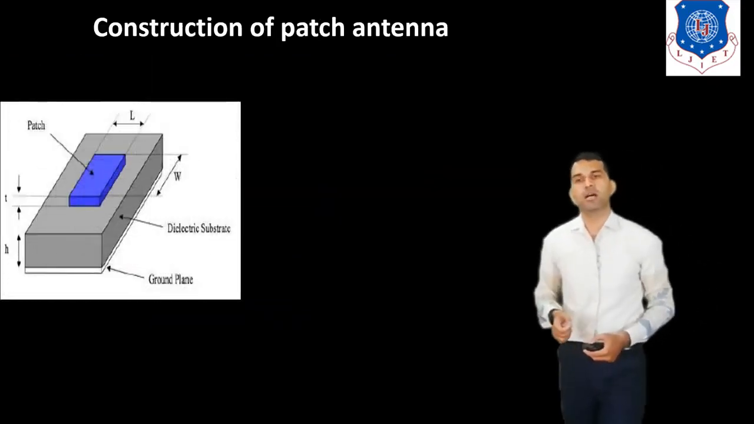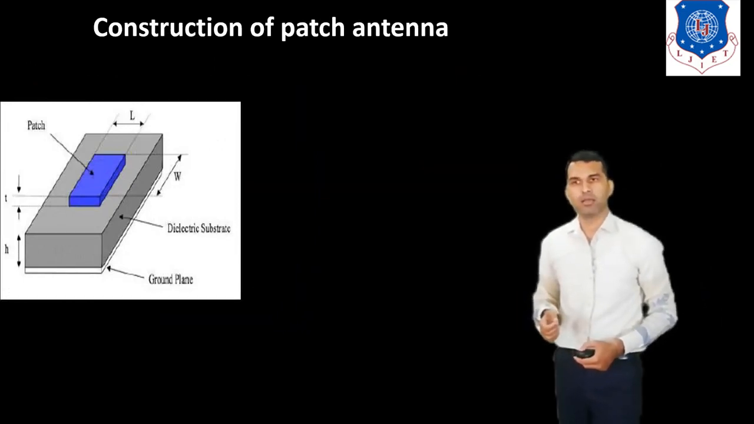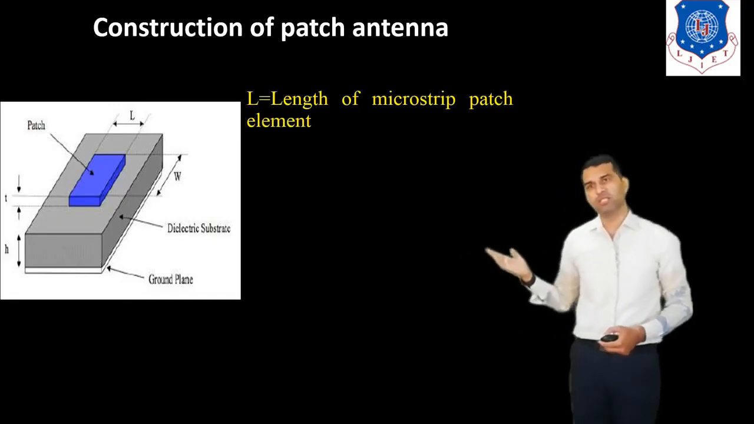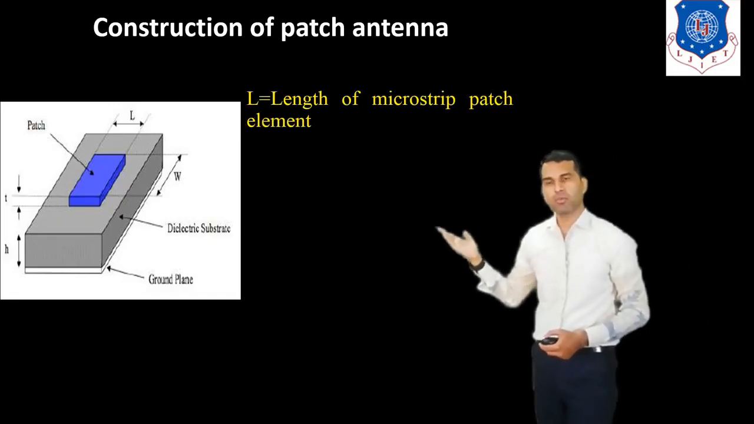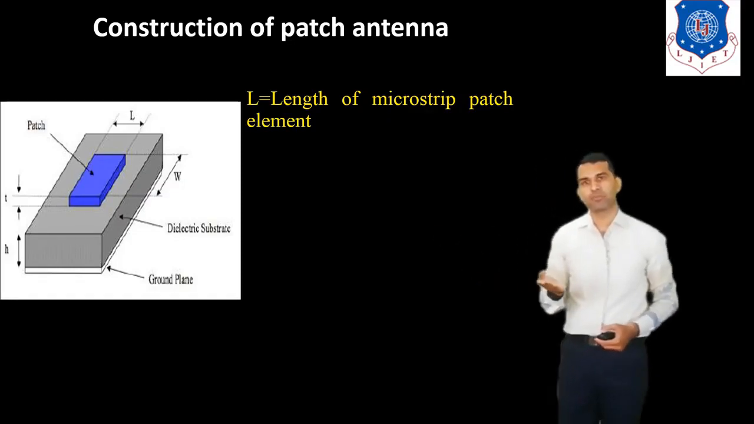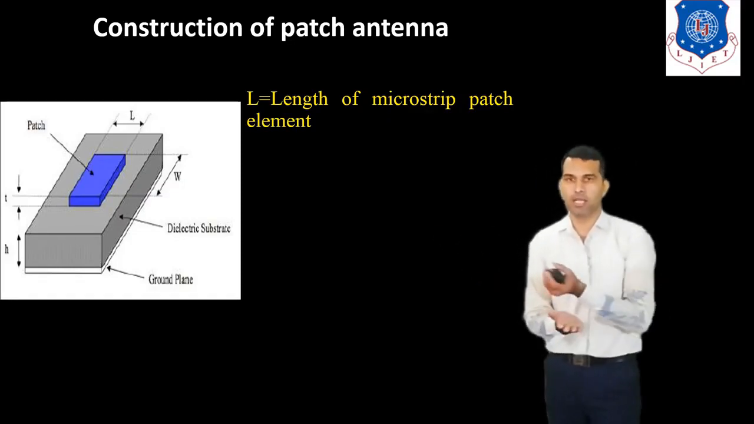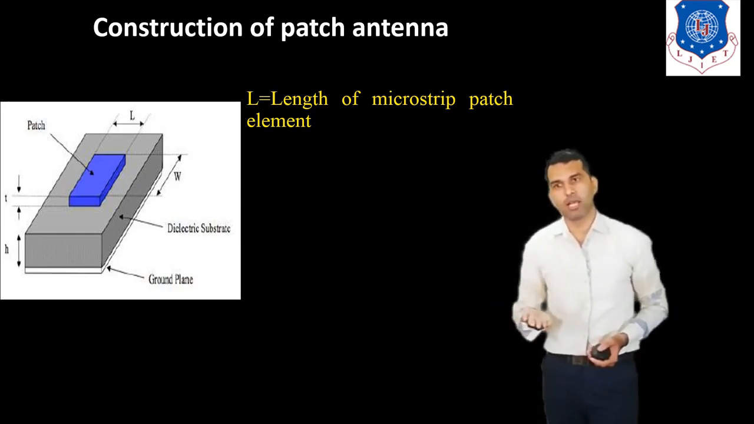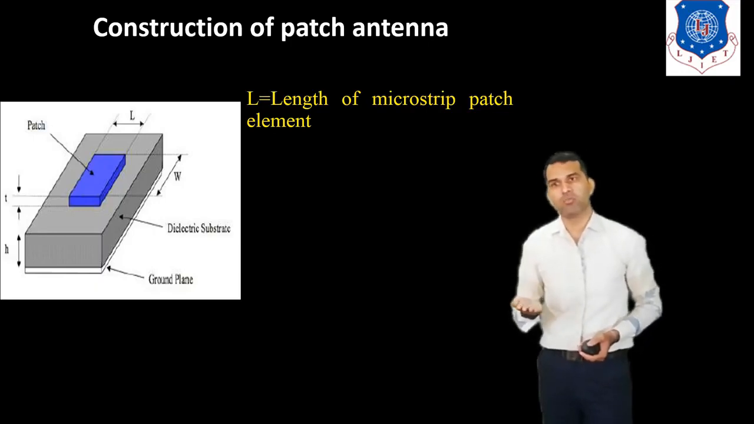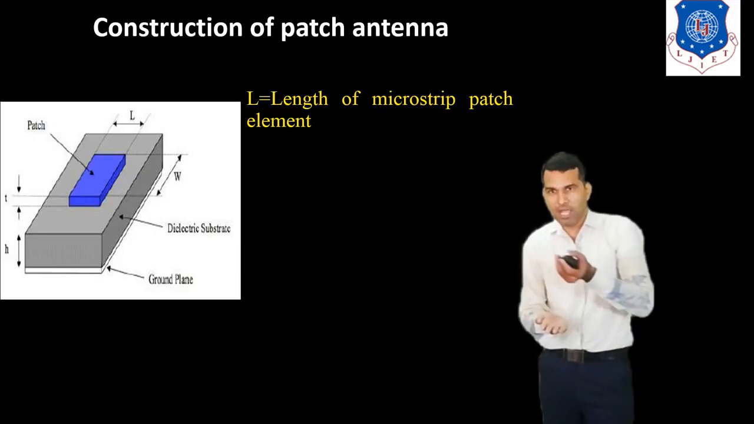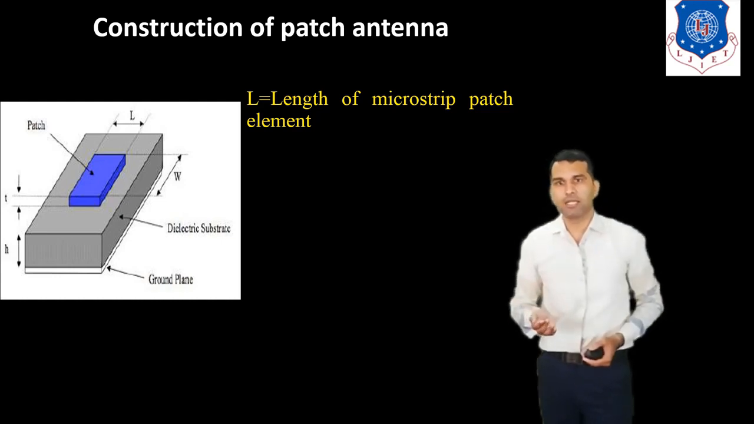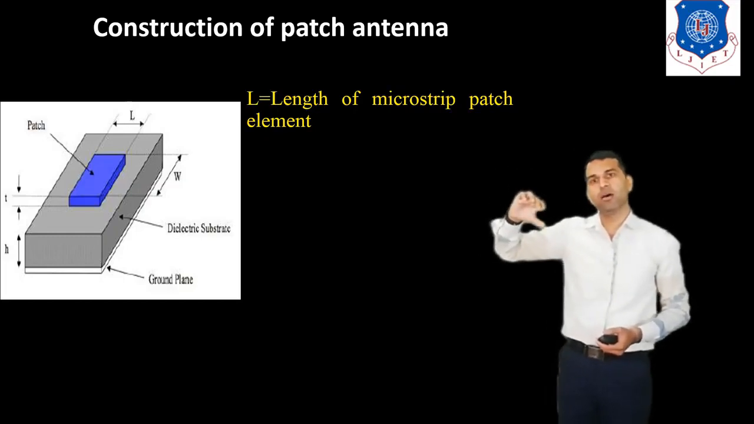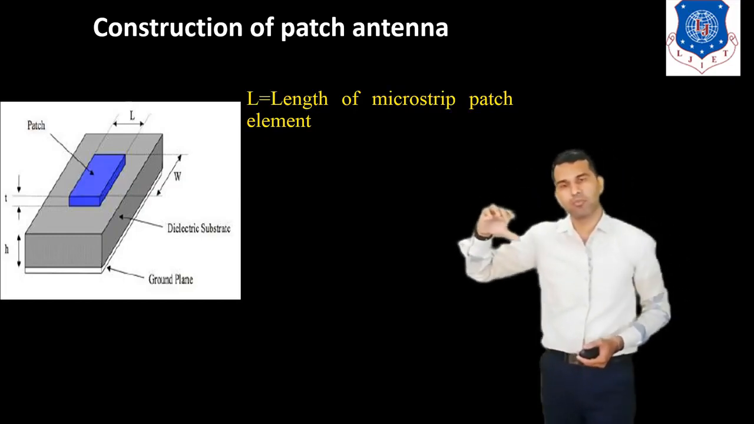Now we discuss the construction of the patch antenna. Here in this figure we see the patch antenna. A patch antenna consists mainly of three layers. The lower layer in the figure is known as the ground layer, or ground plane. On top of the ground layer is the dielectric substrate material, and the top layer is the patch. This is a metallic patch.